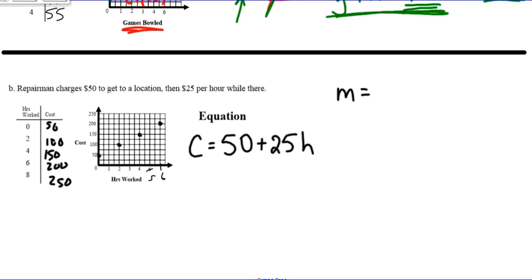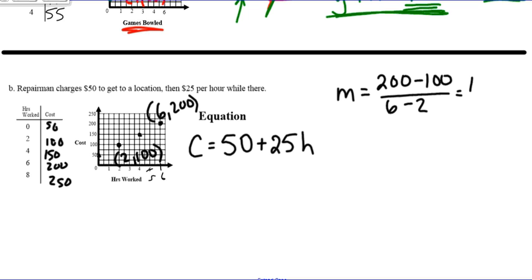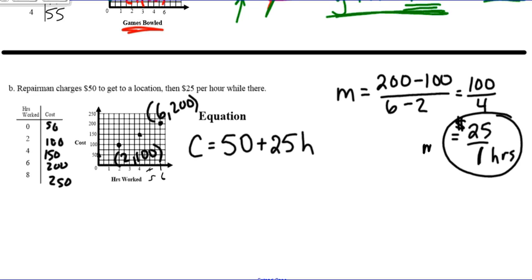Well, if we calculate the slope on the graph, pick 2 points. I'm going to use (2, 100) and I'm going to use (6, 200). Well, slope is change in y's over change in x's. We get 100 over 4, and when we reduce that, it becomes 25 over 1. Y is dollars, X is hours, $25 per hour is our slope, which is also part of our equation.